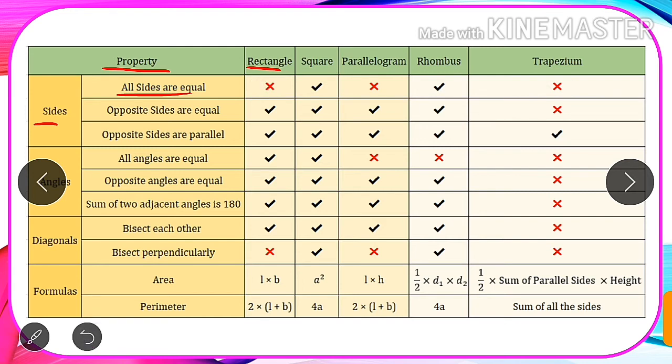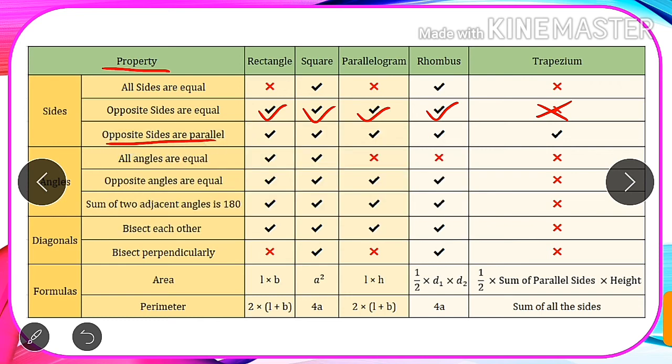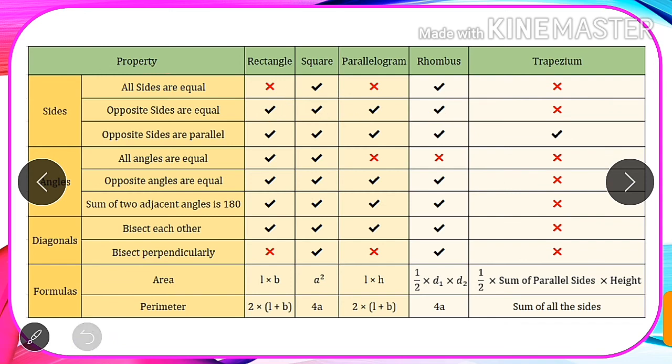Next we will see opposite sides are equal. Opposite sides are equal in rectangle, square, parallelogram, rhombus, but in trapezium opposite sides are not equal because only one pair of opposite sides is equal in trapezium. Next one is opposite sides are parallel. In all these figures, that is rectangle, square, parallelogram, rhombus, trapezium, opposite sides are parallel. Next we will see all angles are equal. In rectangle and square, all angles are 90 degrees each. So here all angles are equal, but in parallelogram, rhombus and trapezium, all angles are not equal.